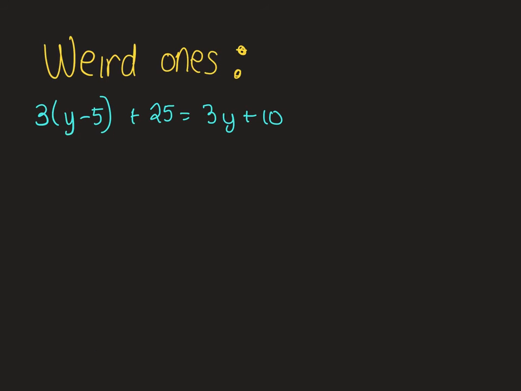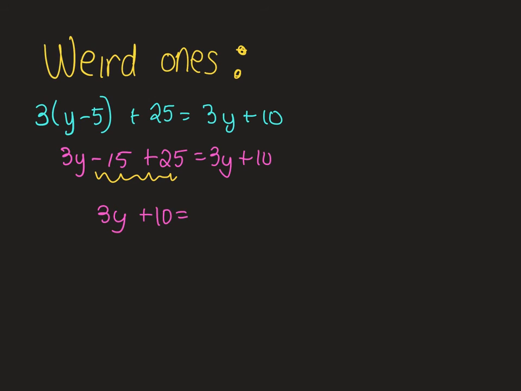All right, let's look at those weird ones that I said we were going to have. Now, notice when you look at it like this, you're thinking, well, nothing looks weird about that. Let's start solving it. Distribute, and I get 3y minus 15. I write my plus 25 equals 3y plus 10. None of that changes. Combine like terms. We've done that before. That doesn't seem weird. A -15 and a +25 makes a +10 equals 3y plus 10.